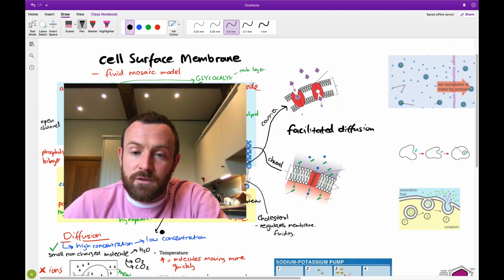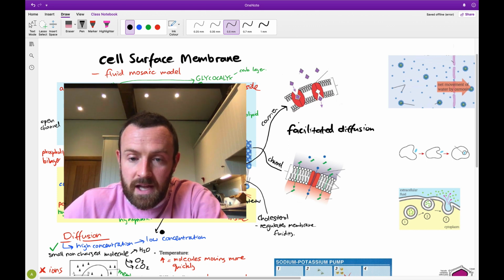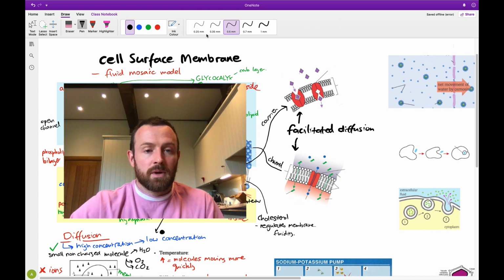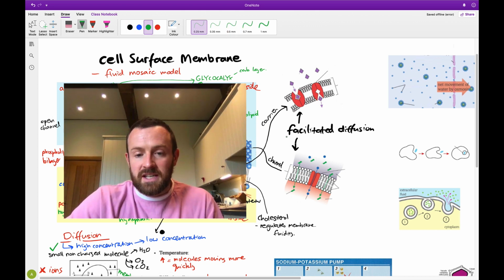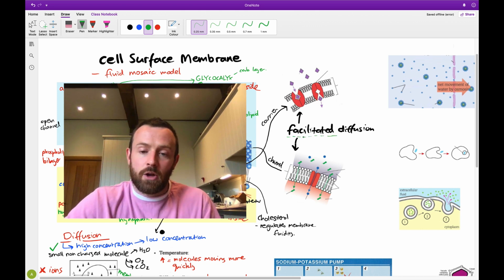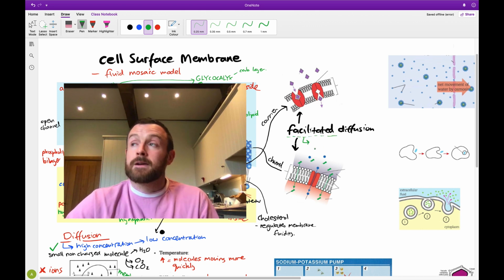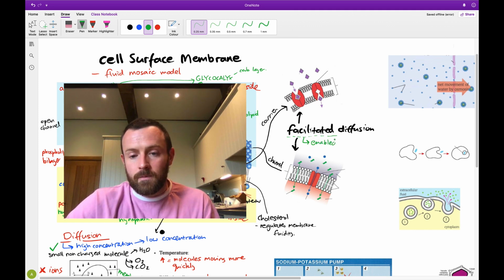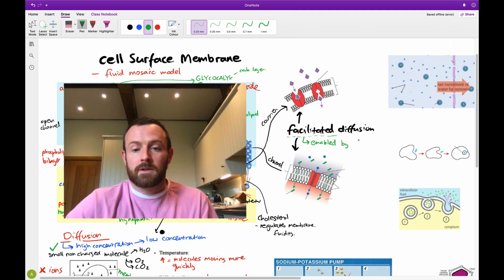Okay, so facilitated diffusion can involve either a carrier or a channel protein. And we say that it's facilitated because it's helped along. So facilitated, that word kind of means helped along. So it's diffusion that has to be enabled by a protein. So let's call it enabled, okay? Enabled by a protein.